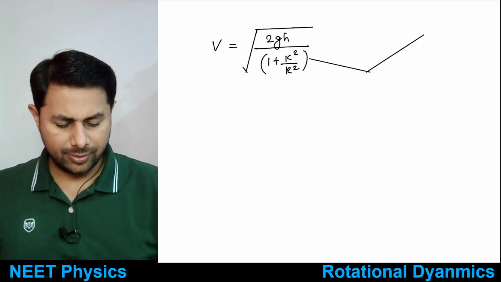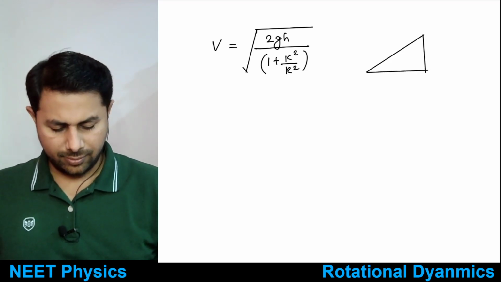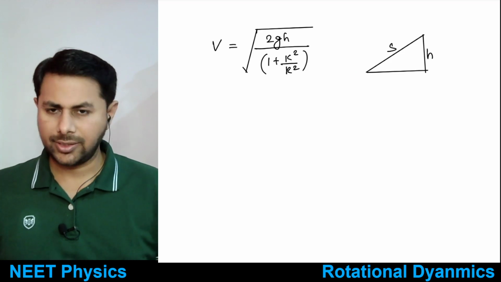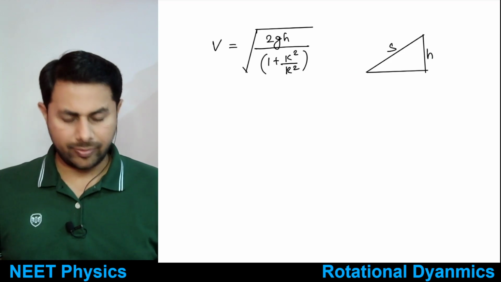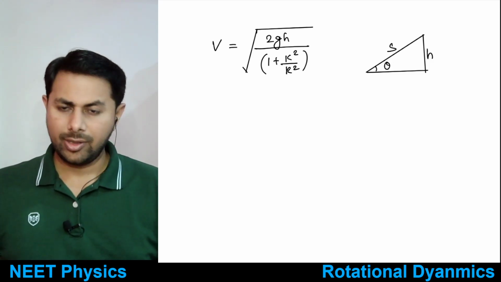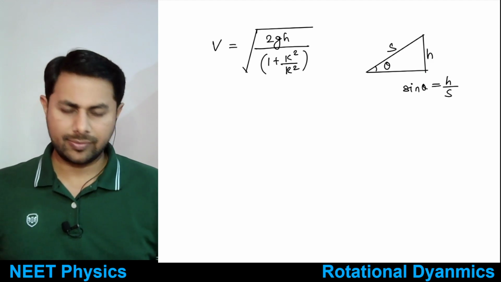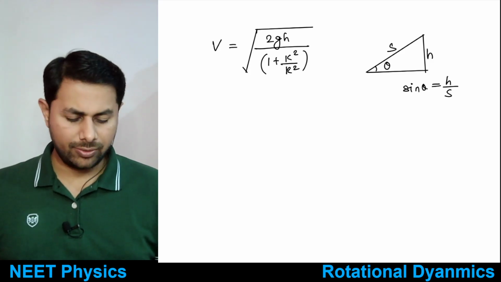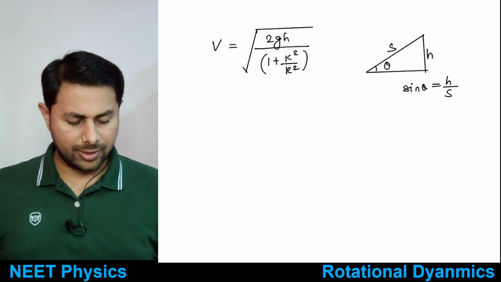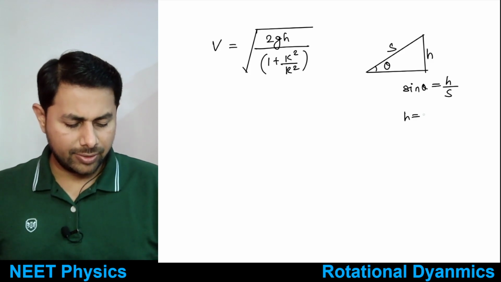What relation? Oh, so this is h, this is s, right? We want to find out s, no? That's why this angle is theta. So sine theta is equal to h by s. Okay, so s is equal to h divided by... we want s. So h is equal to s sine theta.